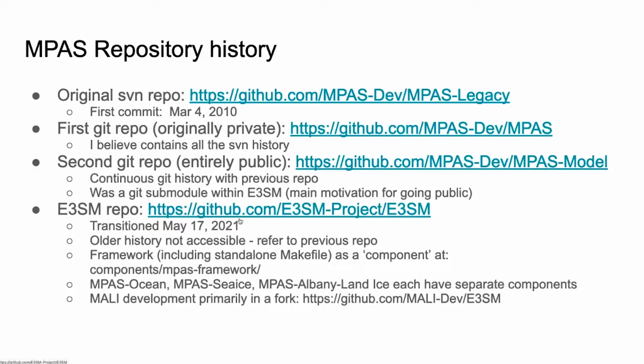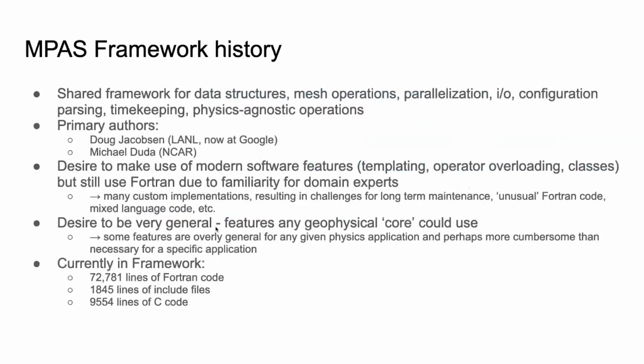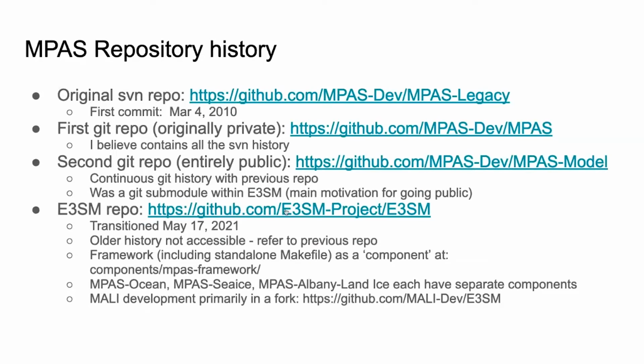Then most recently, as of about a year ago, it's almost tomorrow's the anniversary, I guess, we ditched the Git submodule and inserted the MPAS code directly in the E3SM repository, which has been a huge benefit for code integration and working with the other component teams in E3SM. One unfortunate side effect of that transition is that the older history before this date is not easily accessible from this repository, and it's easiest to refer to the previous repo if you want to see history before that.